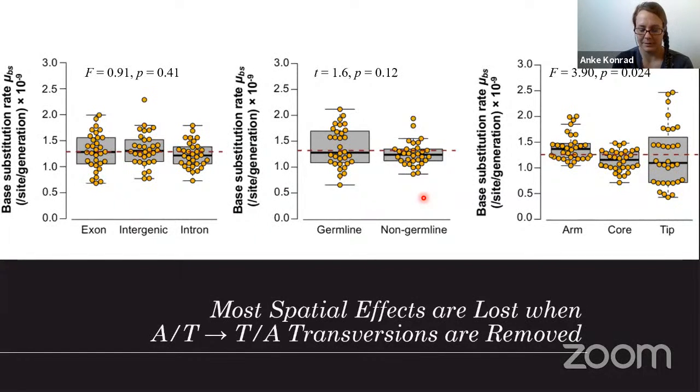And we completely lost any kind of signal of differences of mutation rate in the functional domains and in the germline versus non-germline genes. The only difference we still see, and it is now much less extreme, is that between arms, tips, and cores of the chromosome. So a large part of the mutational spectrum or the mutational differences we detect in these lines is simply due to that one type of transition, the AT to TA.